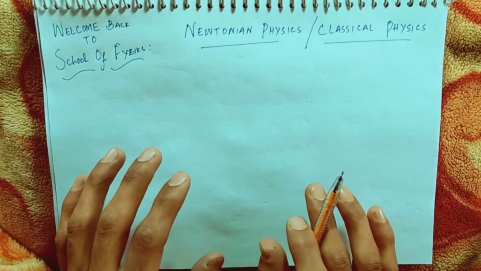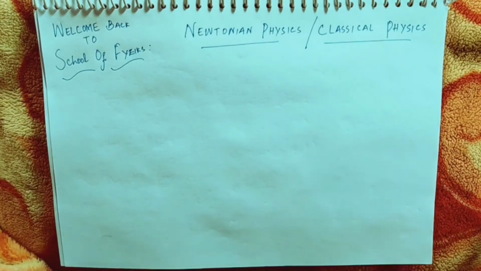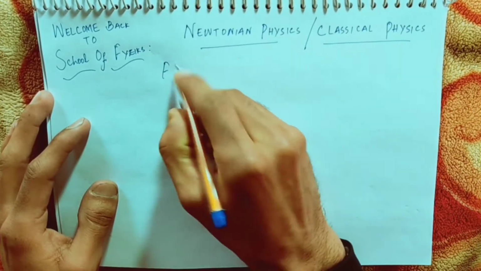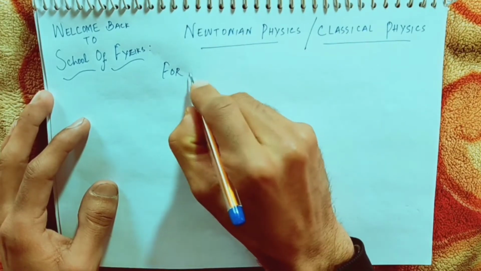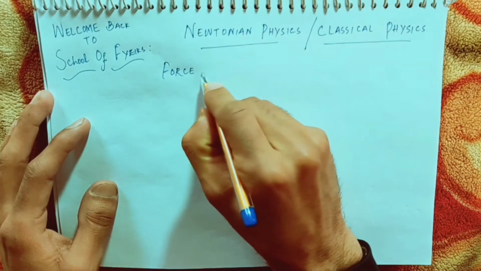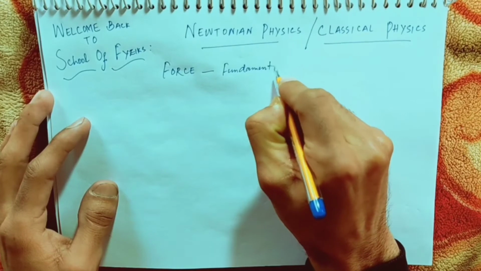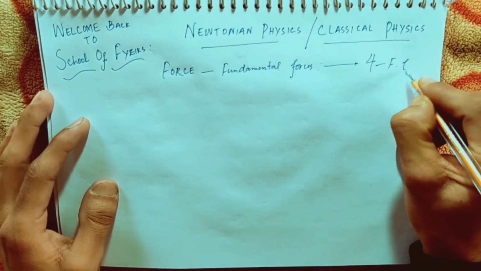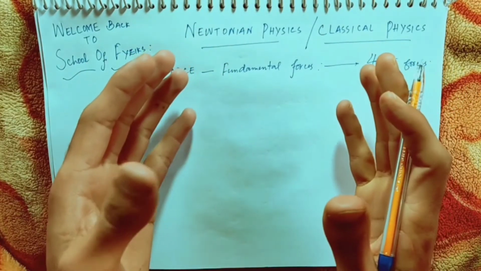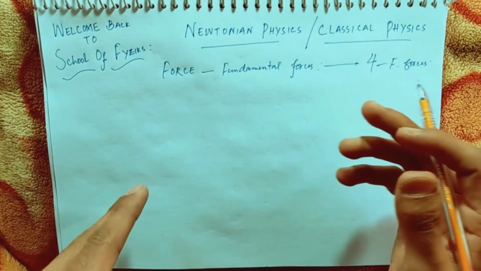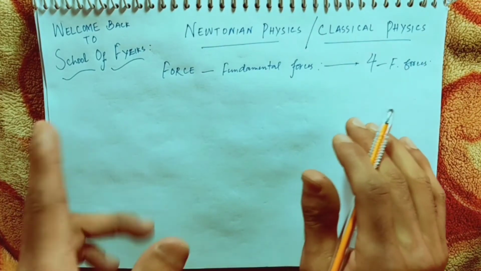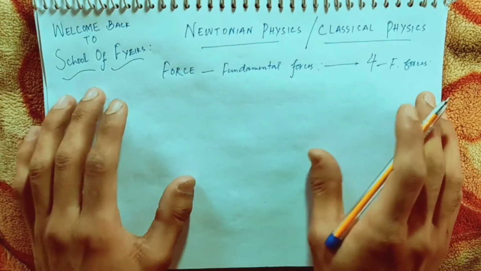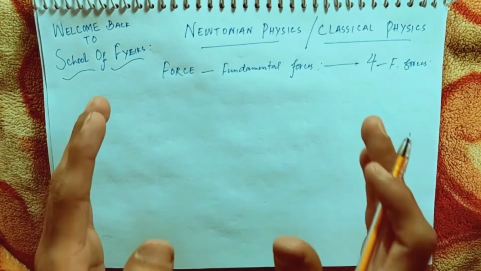So we will be mainly dealing with the physics of the bigger world, the physics of bigger things. Earlier we discussed various topics, like force and the fundamental forces. As we know, there are four fundamental forces in the universe: the gravitational force, the electromagnetic force, then the nuclear forces, which are of two kinds, the strong nuclear force and the weak nuclear force.